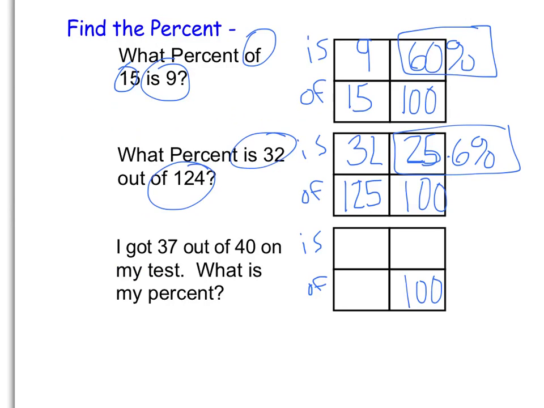I got 37 out of 40 on my test. What is my percent? Well, we know that this box is blank again because it's asking for percent of 40. So where would I put my 37? It's the part I got. So I'm going to put it on the top. Crisscross multiply, divide by the lonely guy, and that's 92.5%.